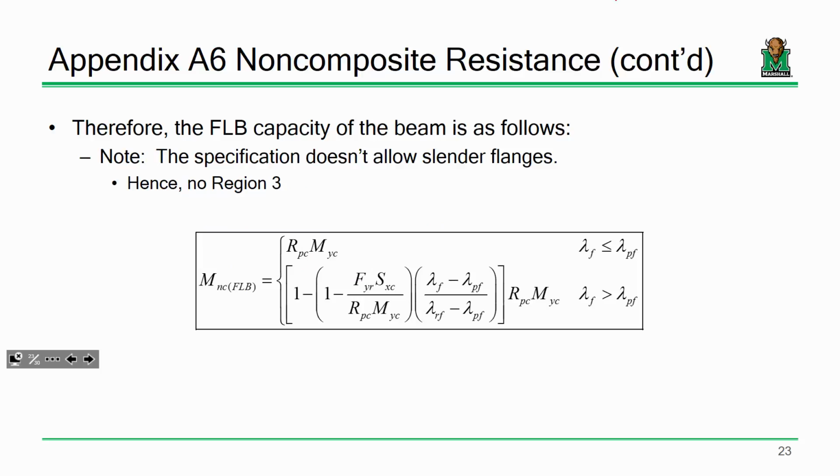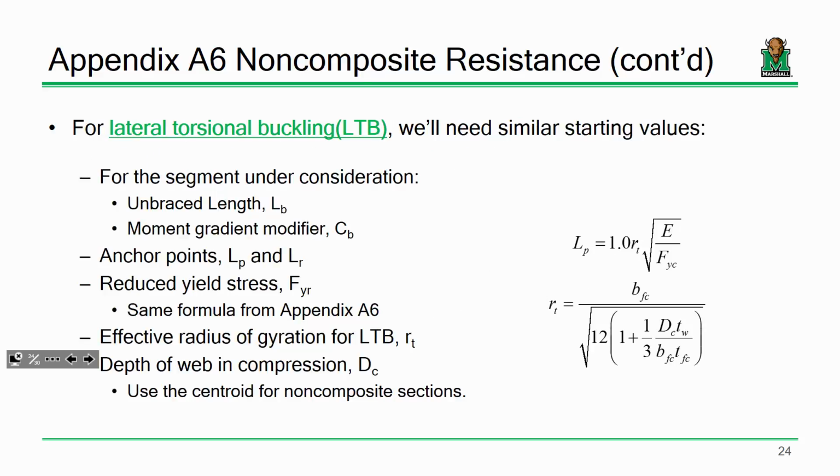Local buckling of the flange is predicted by the web plastification factor times the yield moment if you've got a fairly stocky flange. If not, a linear fit off of that. And again, all those values we've already taken care of. For lateral torsional buckling, very similar.